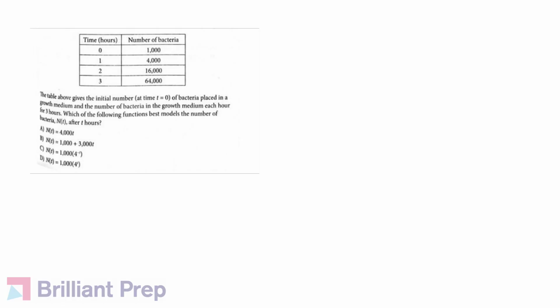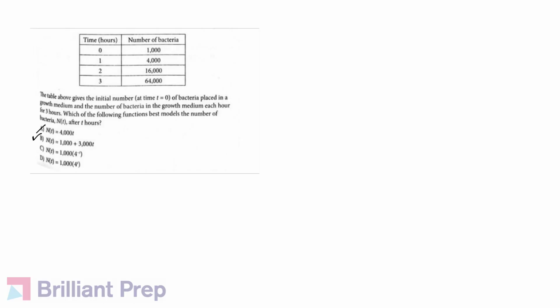So we can just test points. Now, I'll show you another way to do it that's a bit more math classy. But let's just get our answer the way we can by plugging in these points. So for example, when I plug in t equals 0, I should get the value of the function to equal 1,000. And when I do that, choice A fails because 4,000 times 0 is 0.